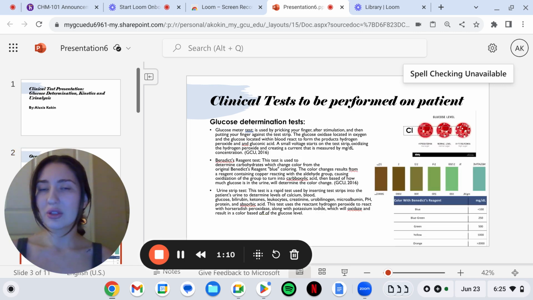So the clinical tests to be performed on my patient are going to be glucose determination tests, including a glucose meter test, a Benedict's reagent test, and a urine strip test.